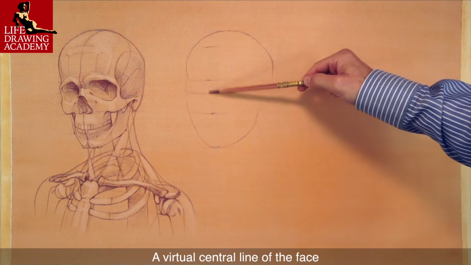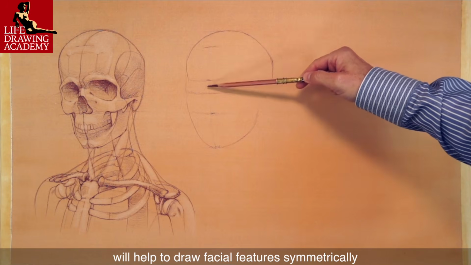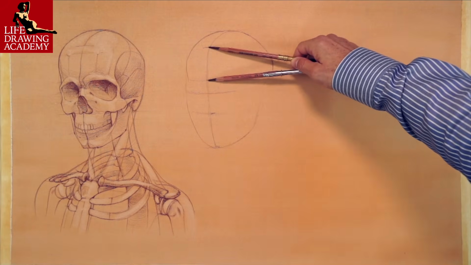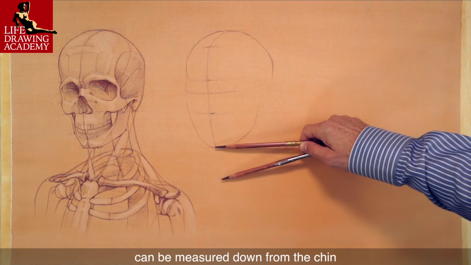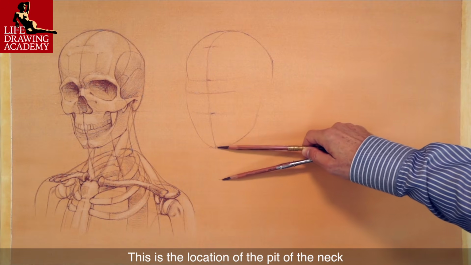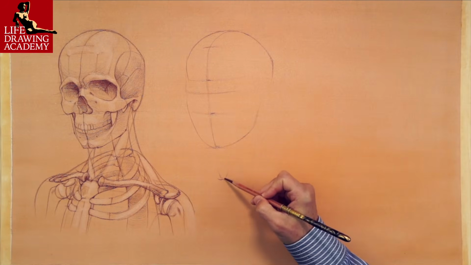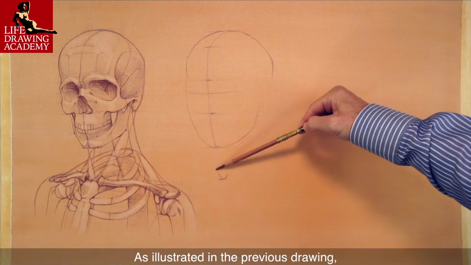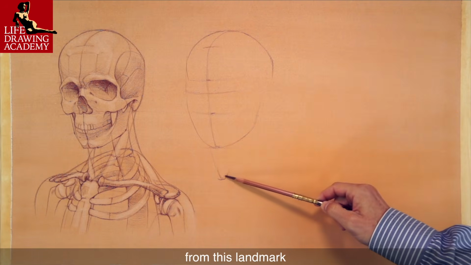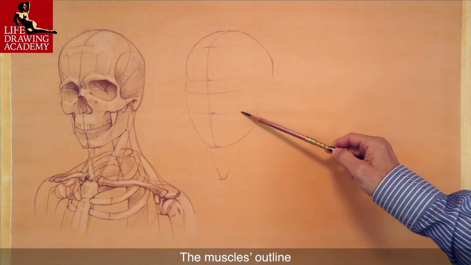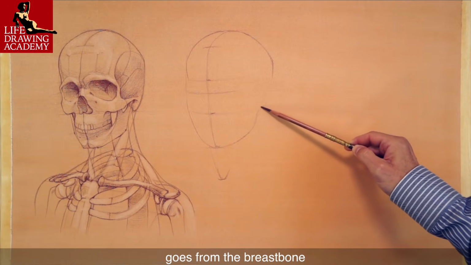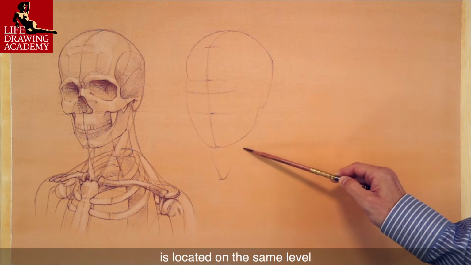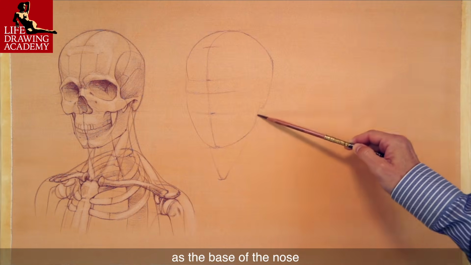A virtual central line of the face will help to draw facial features symmetrically. 1/3 of the face can be measured down from the chin. This is the location of the pit of the neck. As illustrated in the previous drawing, the neck muscles form a V shape from this landmark. The muscle's outline goes from the breastbone to the process of the skull behind the ear. This process is located on the same level as the base of the nose.